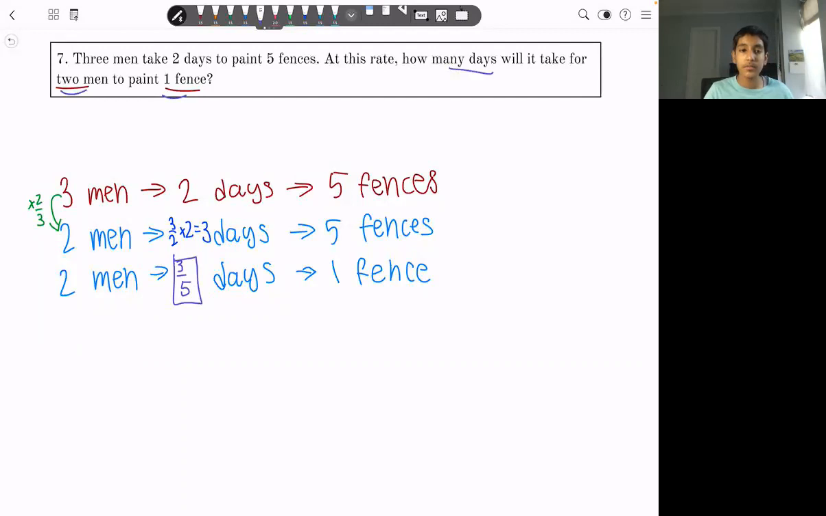Any questions? So remember this same thing. Take it one step at a time. First, you change the number of days. Then you change the number of fences in this problem.